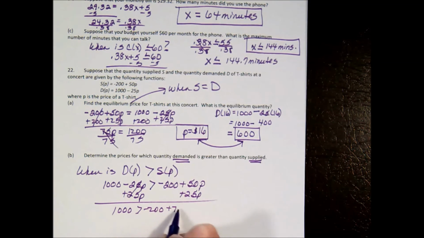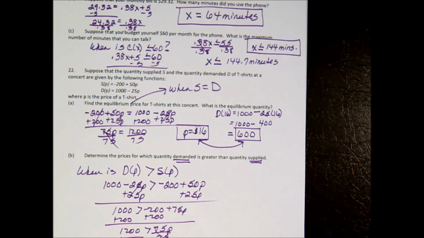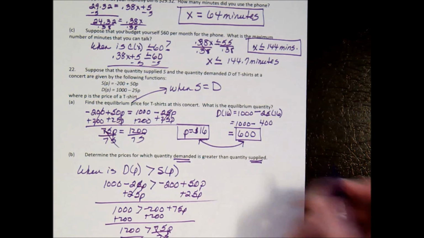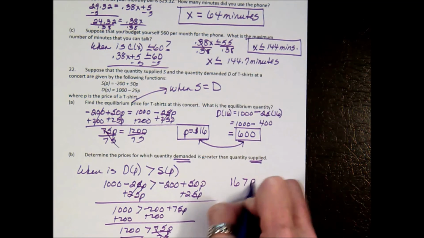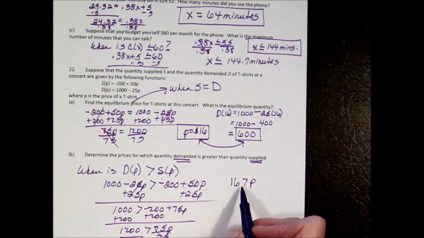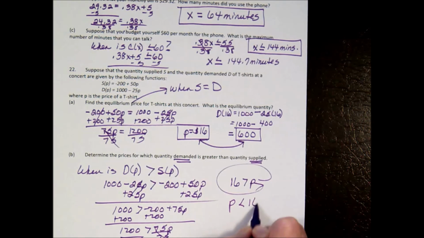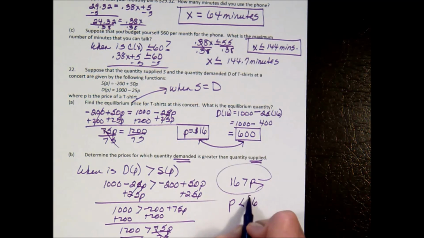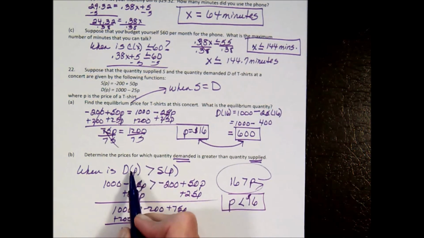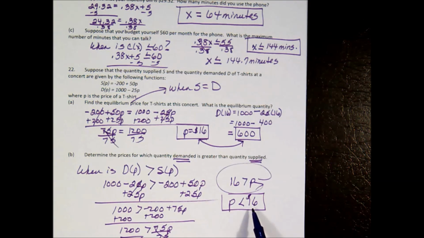I added 200 to both sides. I get 1,200 is greater than 75p. We divide by 75, and that gives us 16 is greater than p. But we know that with an inequality, you have to turn that whole thing around. So when p is less than 16 dollars, the demand will exceed the supply. Well, gee, doesn't that make sense? If you're going to sell them cheaper than the equilibrium price, then more people are going to want them. So that's common sense.